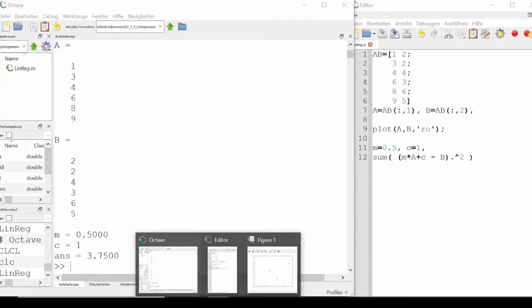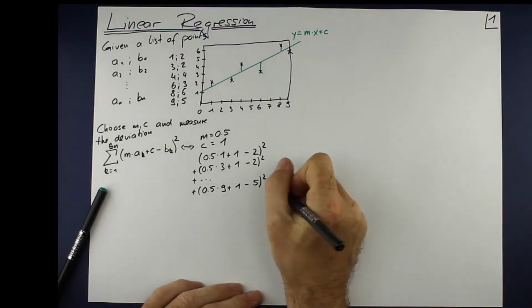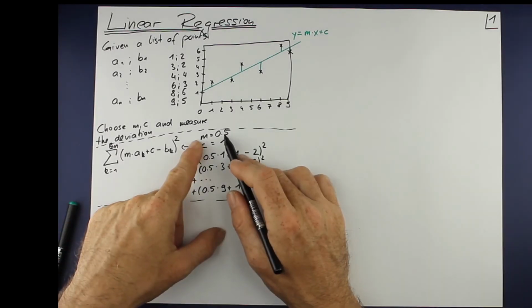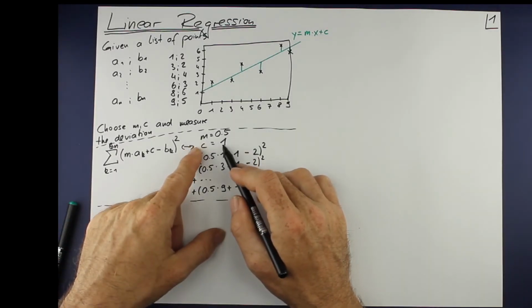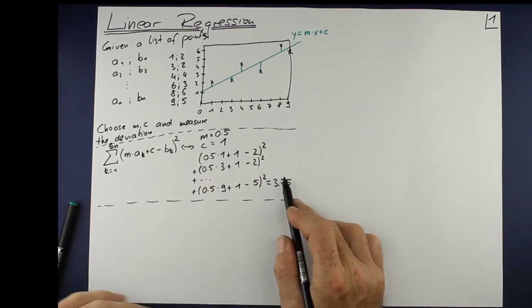And we have a plot. This is our plot of our 6 points. The y-axis starts at 2. In our sketch we started at 0, and here it ends at 10. We ended at 9. Okay, so we have the deviation 3.75. What do we want? We want to find a better m, a better c, which fits better, so a smaller sum is produced. That's what we hope.